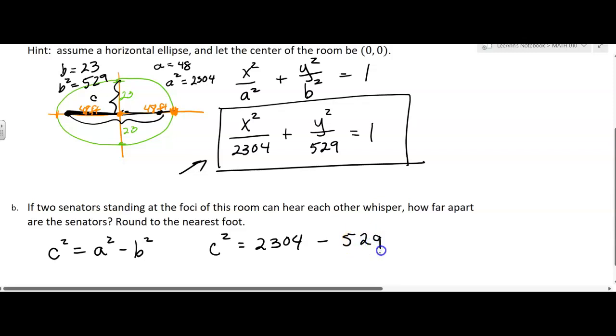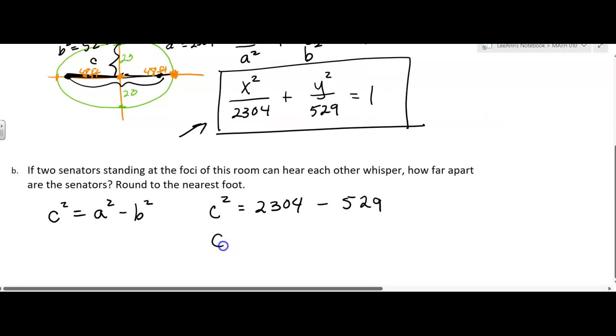529. And then I don't remember what that was, but take the square root of that. Oh, it was 1775. I remember now. Should remember that. We were talking about the founding fathers, but a year off. But it was 1775. I'm pretty sure I remember that right. And that is approximately, we're going to the nearest foot, about 42 feet.